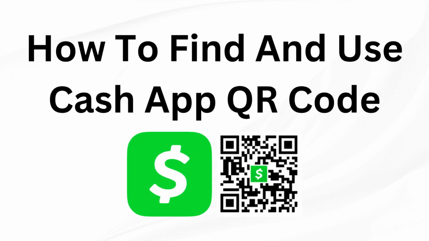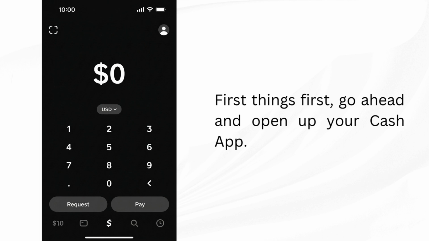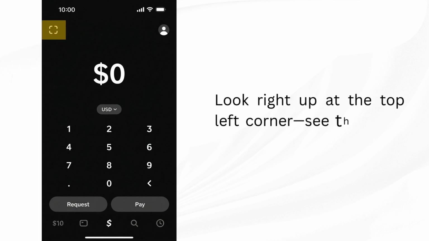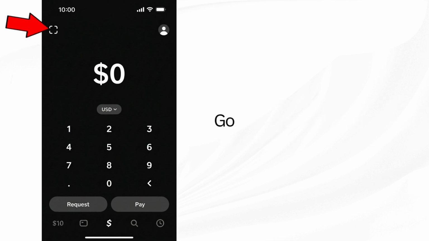How to find and use Cash App QR code. First things first, go ahead and open up your Cash App. Look right up at the top left corner. See that little square icon? That's your QR scanner. Go ahead and tap that.